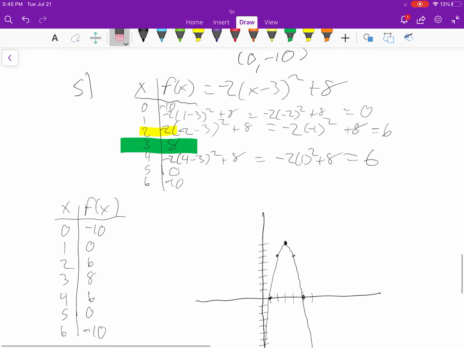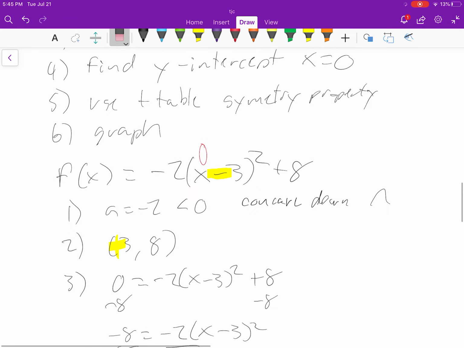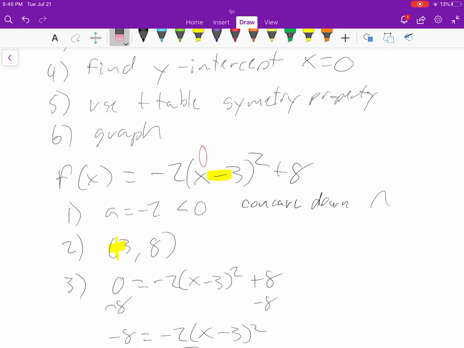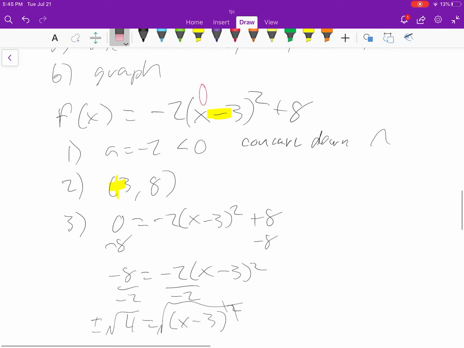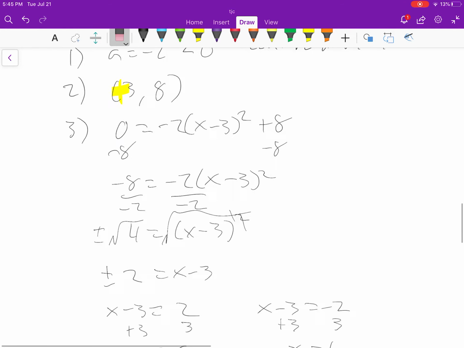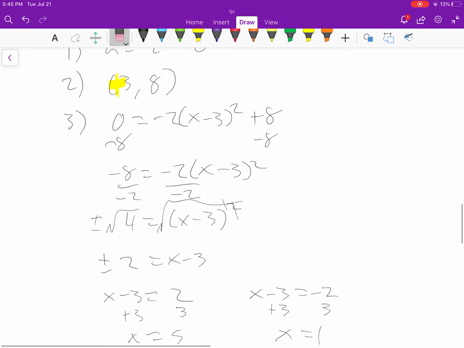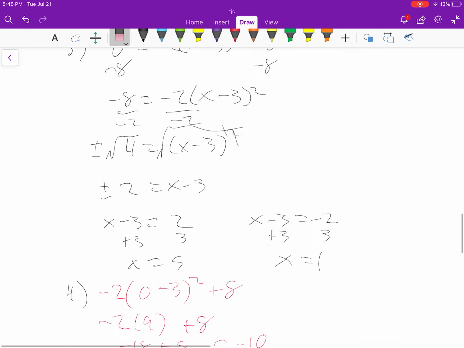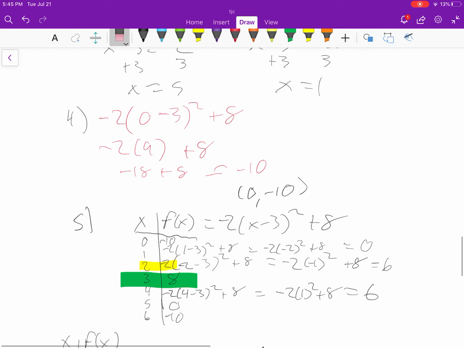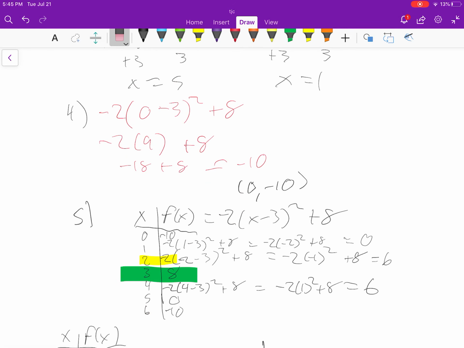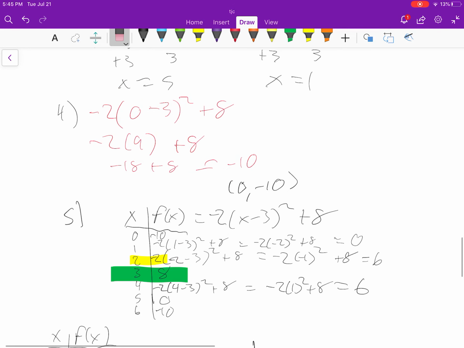So again, let's back up. We found our a. The a tells us whether it's concave down or concave up. Then we found our vertex. Then we found our x-intercepts, then our y-intercept. Remember, you don't necessarily have x-intercepts. So sometimes I leave that step off and then just put them in. They'll show up maybe in step 5.